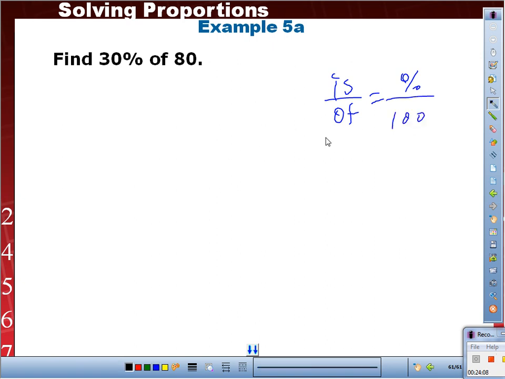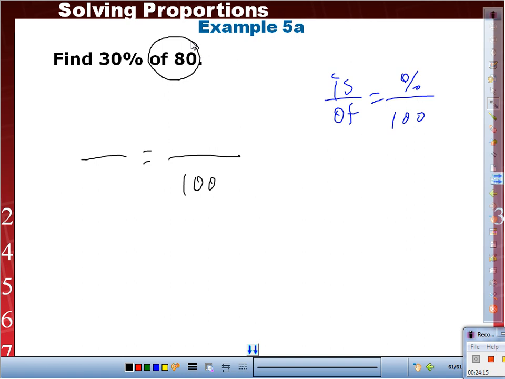Is over of equals percent over 100. So watch. I'm going to use this to create a proportion. Which is the only one that doesn't move? The 100. What do they give me? 30, 80. Of 80. Where does that go? The bottom right here. And 30% goes where? On top. So which is the only one missing? X. Cross multiply, and solve for the percentage. Does that make sense?